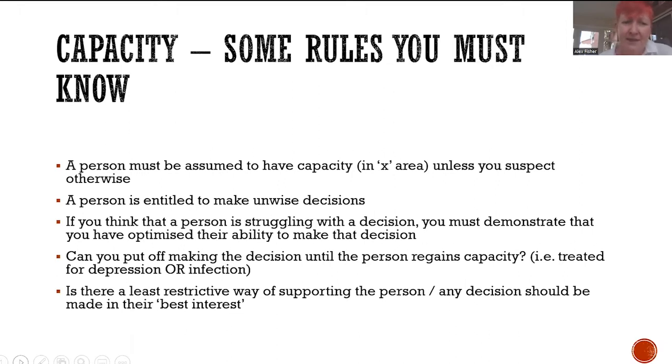And therefore, is there a least restrictive way of supporting the person? Okay. And this is where you can get a little bit creative. So a least restrictive way of supporting the person rather than depriving them necessarily of what they wish to do or want to do. And therefore, here we come back to any decision should be made in their best interest.